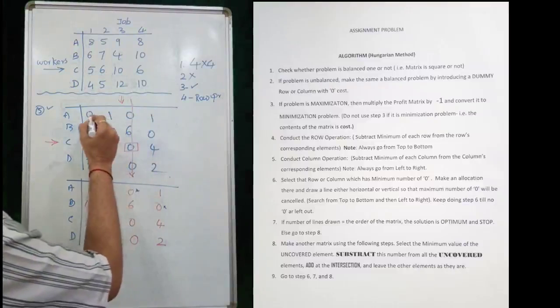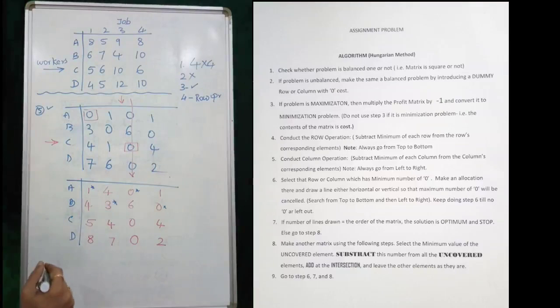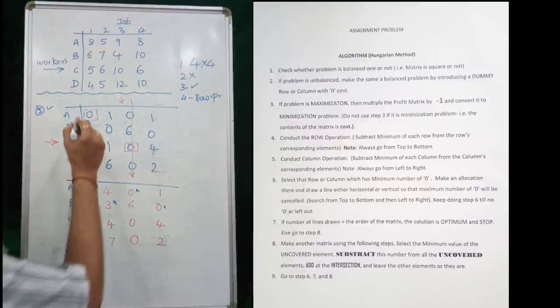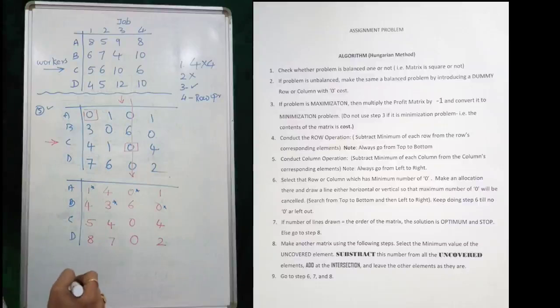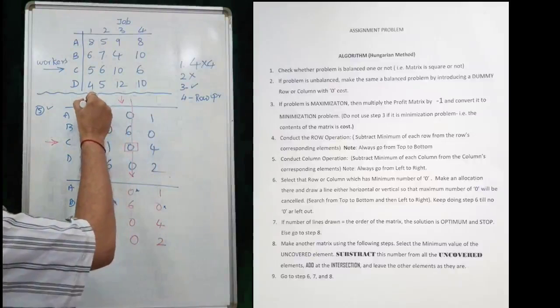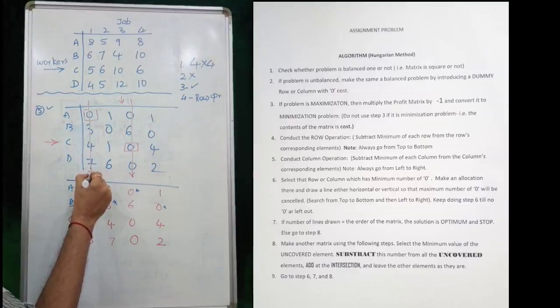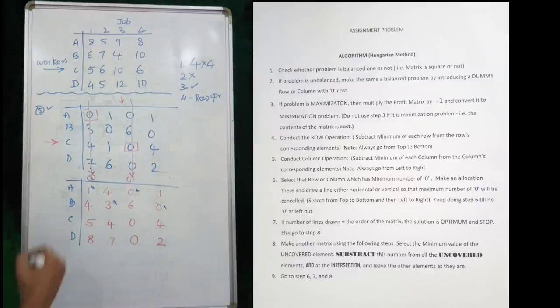Again, let me go back to the first row. In the first row, I have got 1 zero. Fantastic. I will allocate here. Draw a line to cancel the maximum number of zeros. I can draw the line either like this, or like this. Preferably try to draw a line where you are not going to intersect. So you will do allocation number 1, allocation number 2.